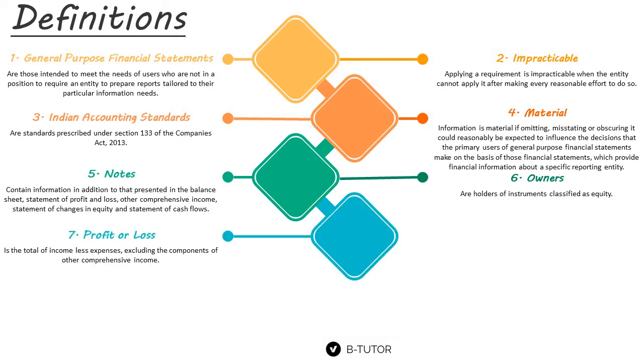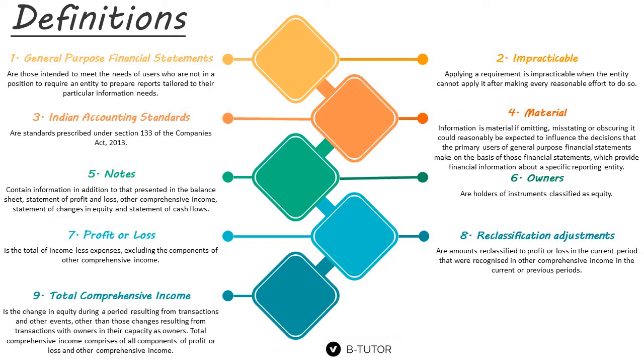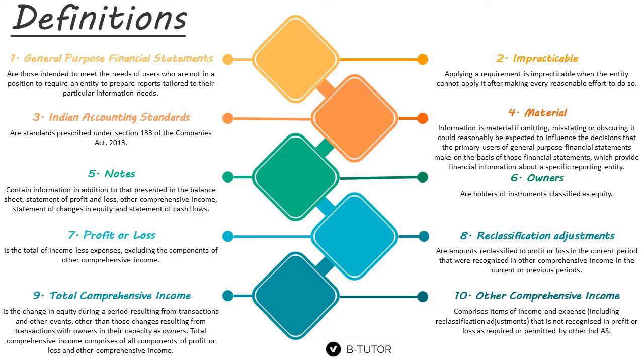Number 7, profit or loss. Profit or loss is the total of income less expenses, excluding the components of other comprehensive income. Number 8, reclassification adjustments. These are amounts reclassified to profit or loss in the current period that were recognized in other comprehensive income in current or previous period. Number 9, total comprehensive income. Total comprehensive income comprises all components of profit or loss stated in number 7 and other comprehensive income, which will be discussed next. Last definition, other comprehensive income.